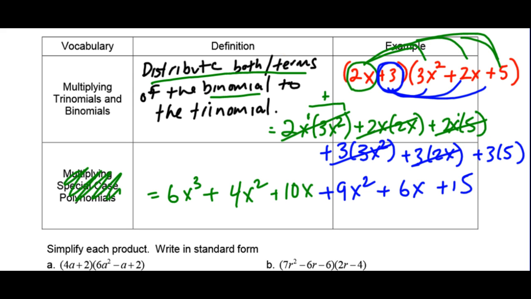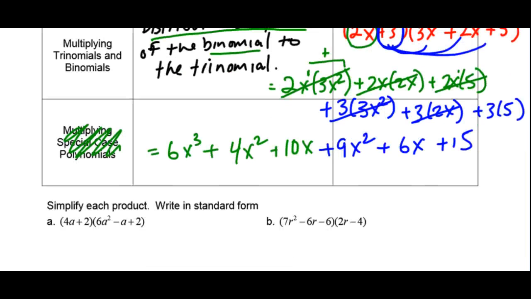So last step, I know it's long, but the last step. We have 6x to the third. Do we see any 6x to the thirds here? No. So this one we can just safely write 6x to the third, right? We have 4x squared, and then there's another one right here. So I'm going to take these two and combine like terms. So that's going to be 13x squared.